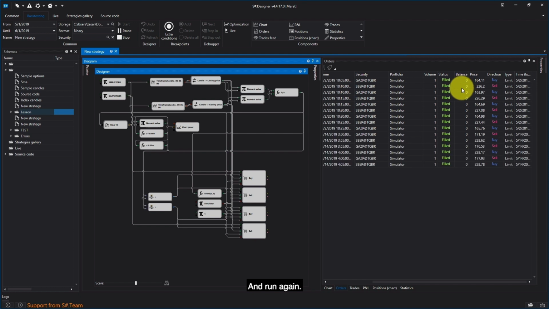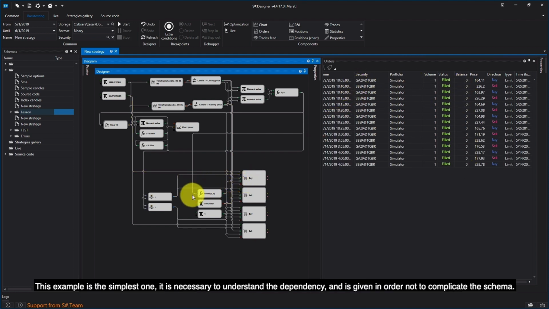And run again. As you can see, orders are registered in integers. This example is the simplest one. It is necessary to understand the dependency, as is given, in order not to complicate the schema.